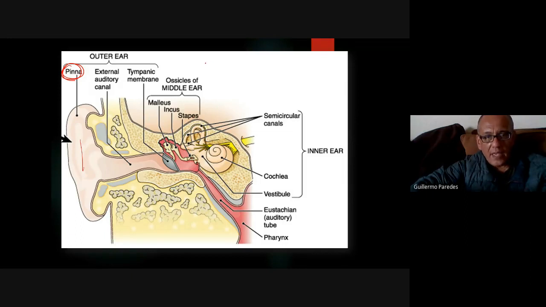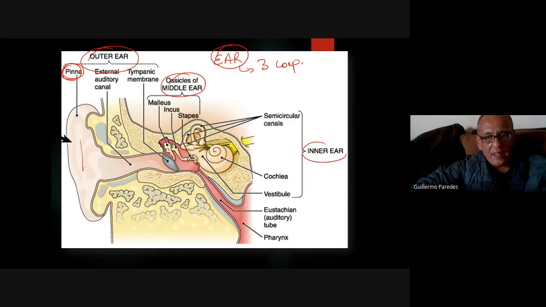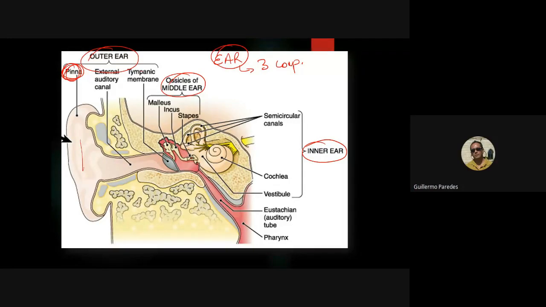We have the ear. How many letters are in the word ear? 3 letters. So we have 3 compartments. We have the outer ear, the middle ear, and the inner ear. The outer ear goes from the pinna to the tympanic membrane. That is a question for the exam: where is the outer ear? From the pinna to the tympanic membrane.